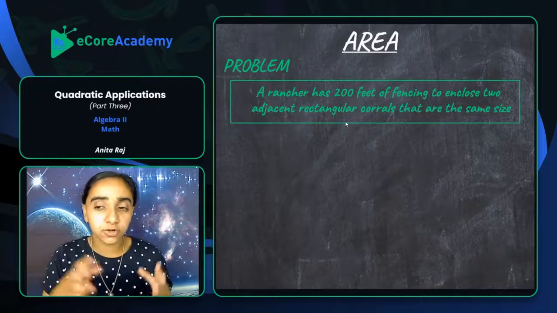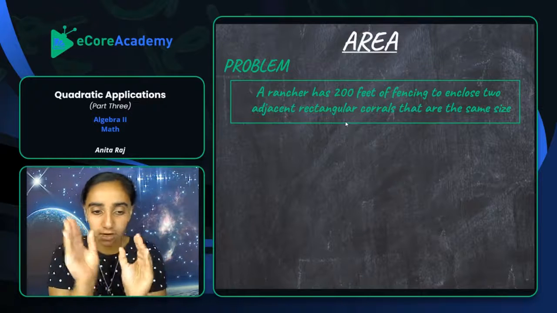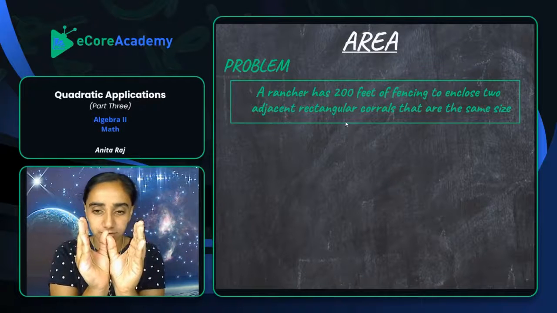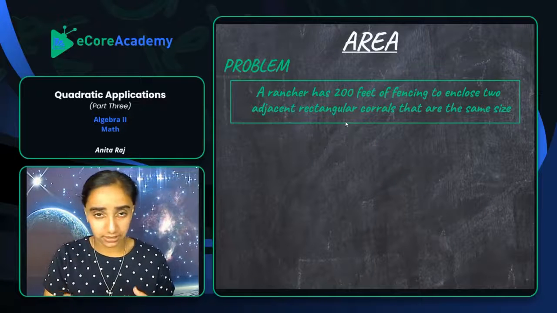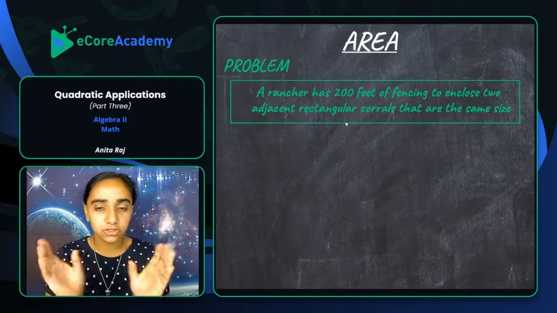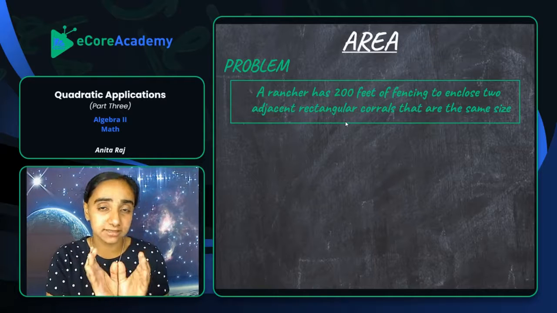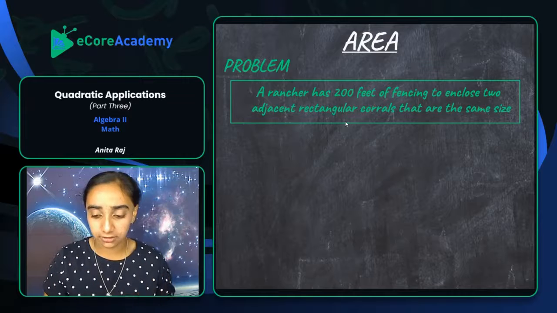And what they're telling us is these 2 corrals are adjacent to each other, meaning they're right next to each other. Like if this was one of them, this was the other one, they're right next to each other. And they're rectangular, so you obviously know what a rectangle is. And they are the same size. So these 2 corrals, adjacent, right next to each other, rectangular, and they are the exact same size. So that is what you need to know.